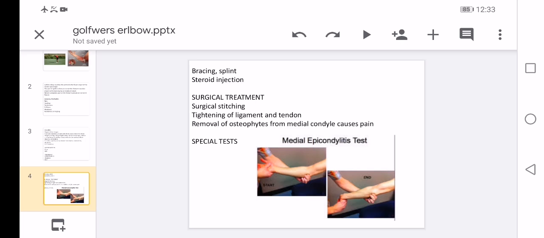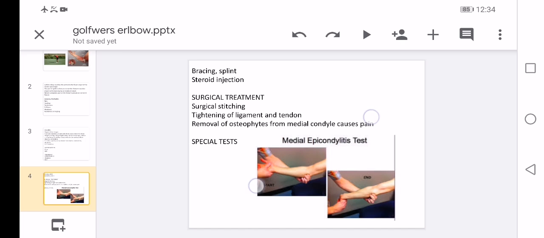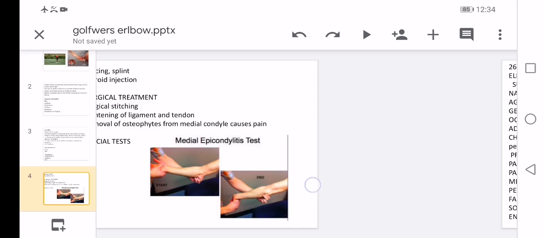It causes pain. You can go for a special test to confirm this, the medial epicondyle test. The patient should be in a sitting position with the elbow extended. Make sure the wrist is extended and the forearm is supinated, passively moved by the therapist, while the patient resists the movement against that. This can confirm medial epicondylitis.